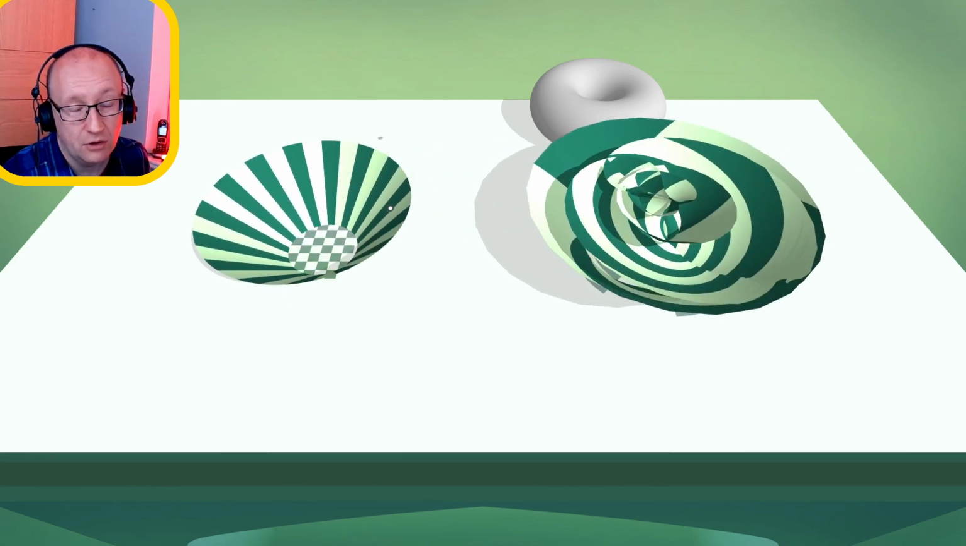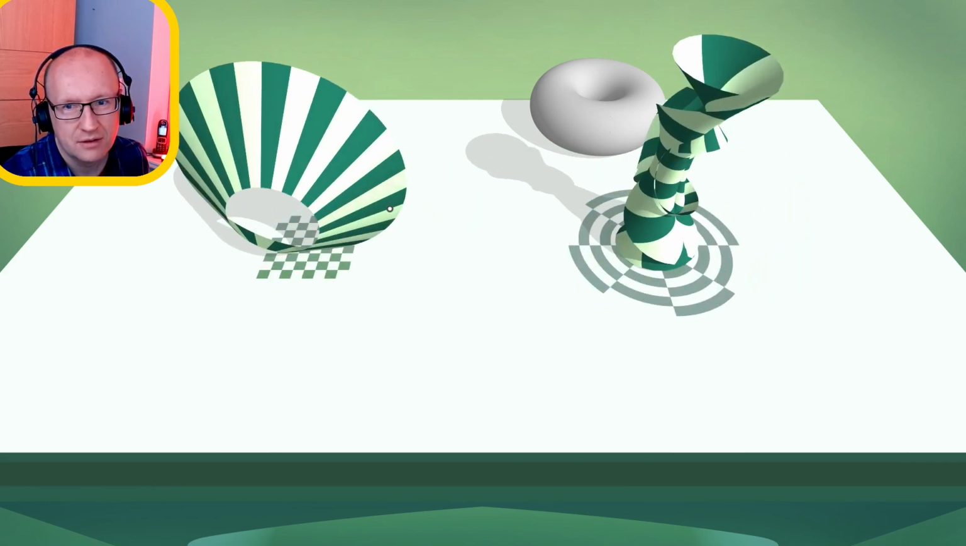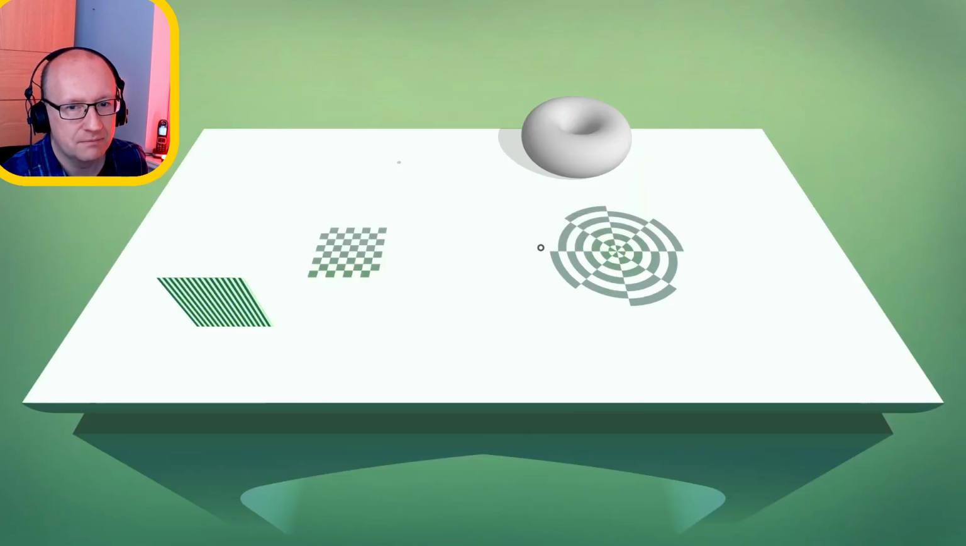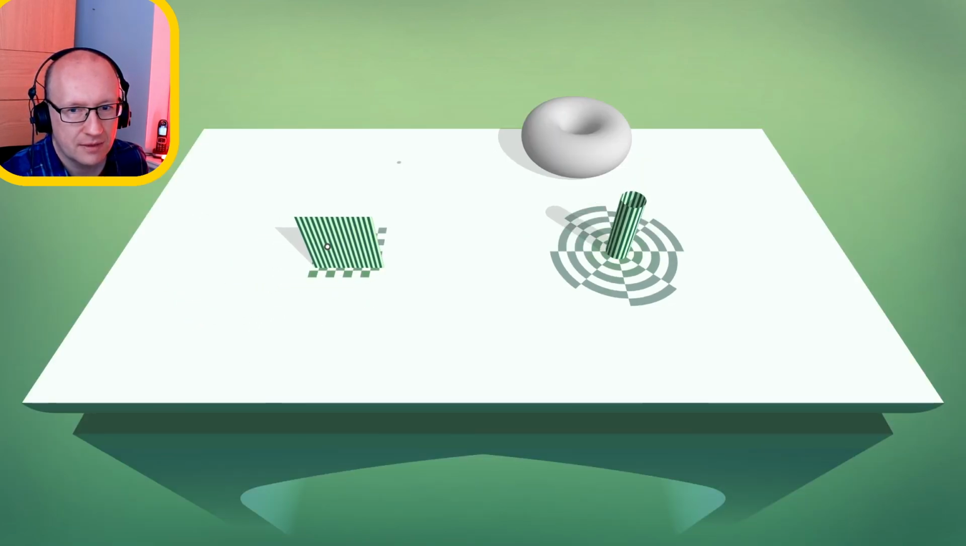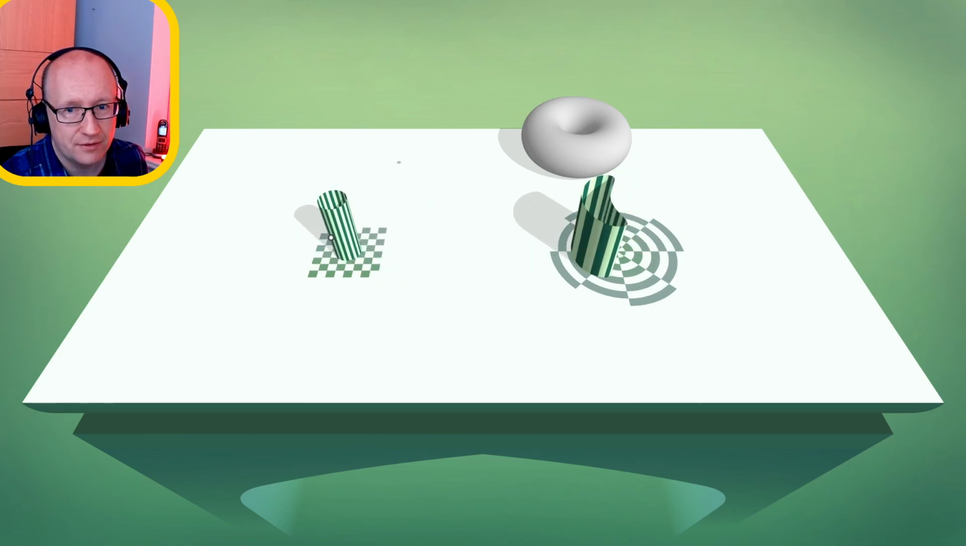Hey, yeah, cool. I don't know which I prefer. I don't want the donut. I like this. Cylinder has to wrap on itself. Let's make a cylinder then. It's a good idea. Okay, let's have a cylinder. Let's make it wrap in itself.